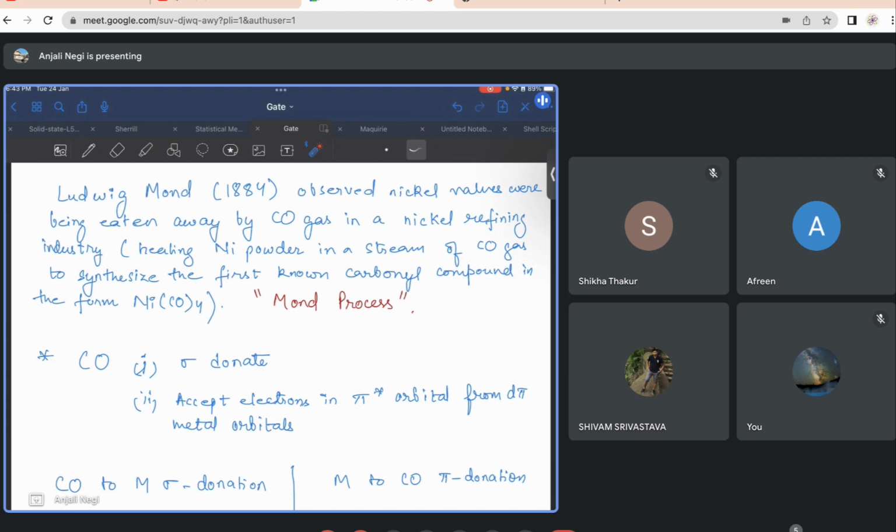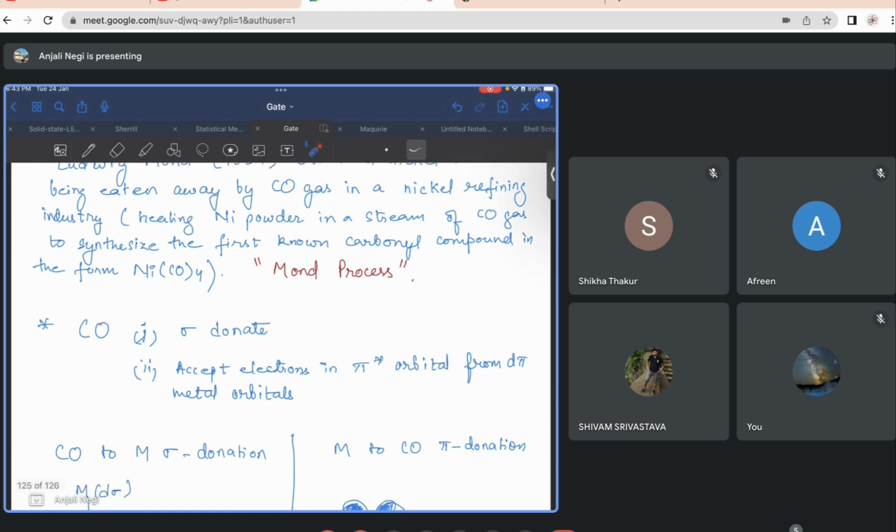Now, talking about CO, carbon monoxide, this particular ligand is very special. It has two types of bonding interaction. First is the sigma donation. So it donates a sigma bond from its carbon to the metal, by using the carbon lone pair.